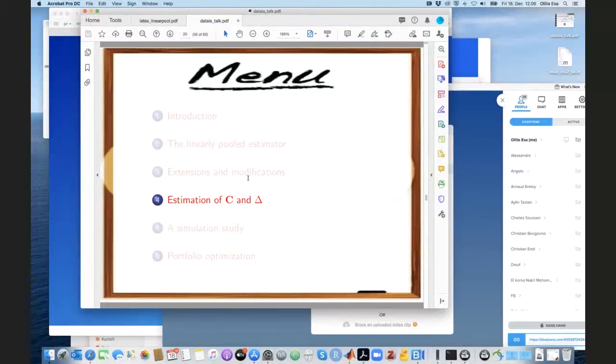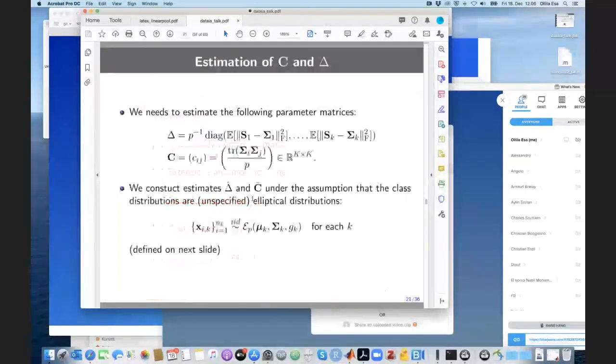So far, I was just explaining that we have some estimates of these matrices, C and delta. And now I will talk about our approach to estimating those matrices. Now I'm showing you the formulas that we need to find estimates of. So first of all, delta was a diagonal matrix of mean squared errors of the sample covariance matrices, and C was a matrix of inner products between the true covariance matrices.